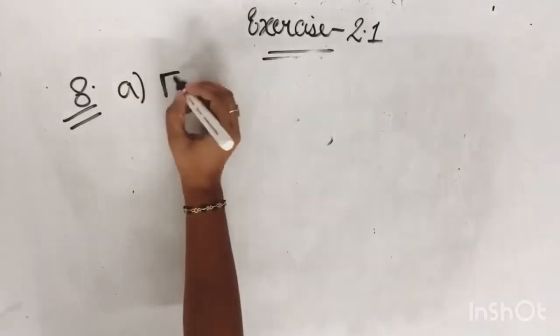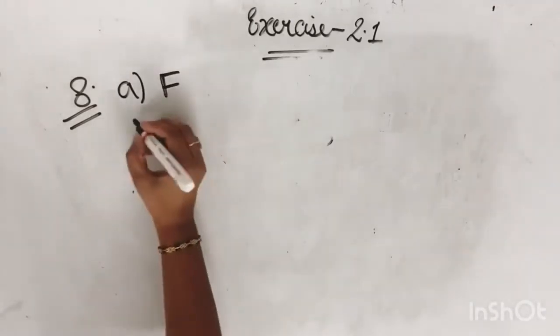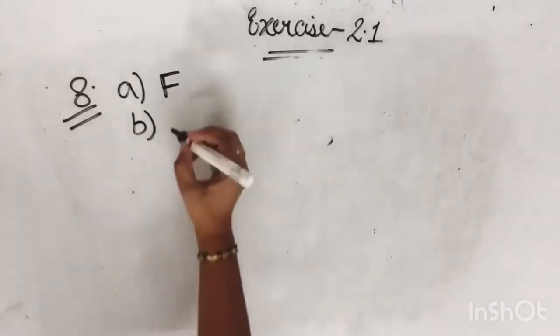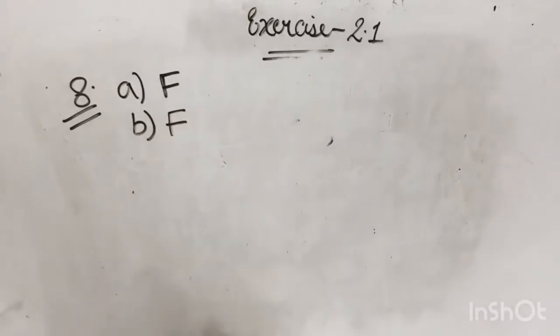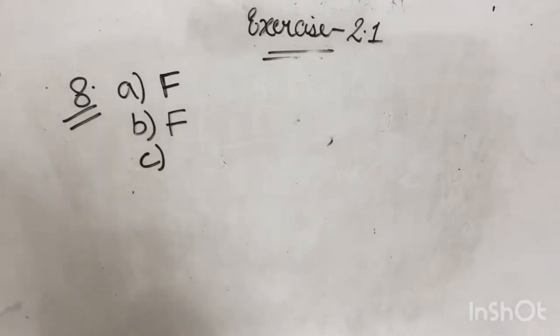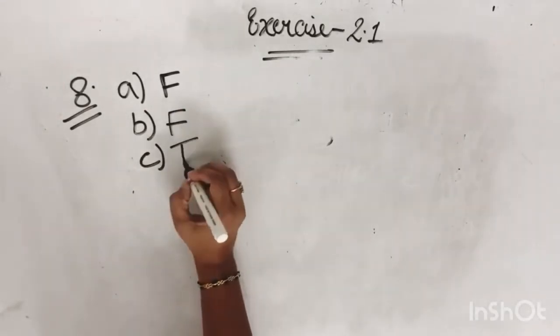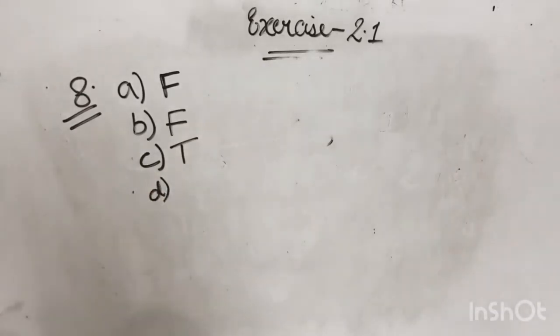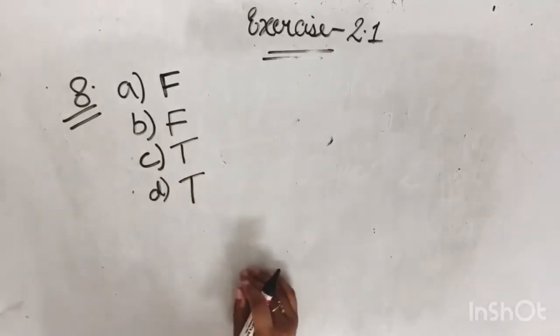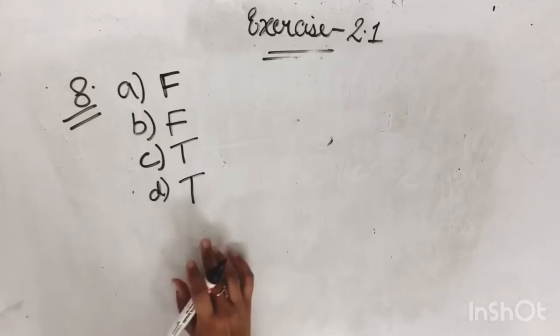Eighth question, state true or false. A part, 0 is the smallest natural number. False, because 0 is not a natural number. B part, 400 is the predecessor of 399. False, 400 is the successor of 399. 0 is the smallest whole number. True. D part, 600 is the successor of 599. True. When we add 1 to 599, we get 600.